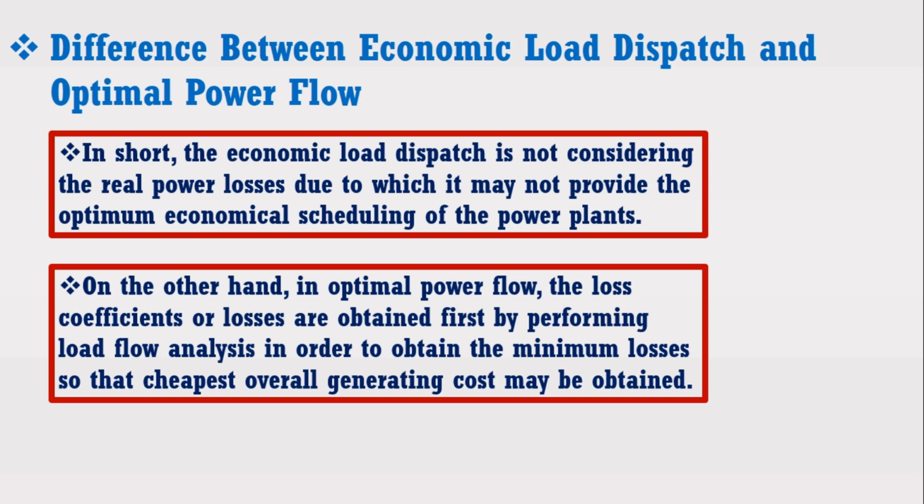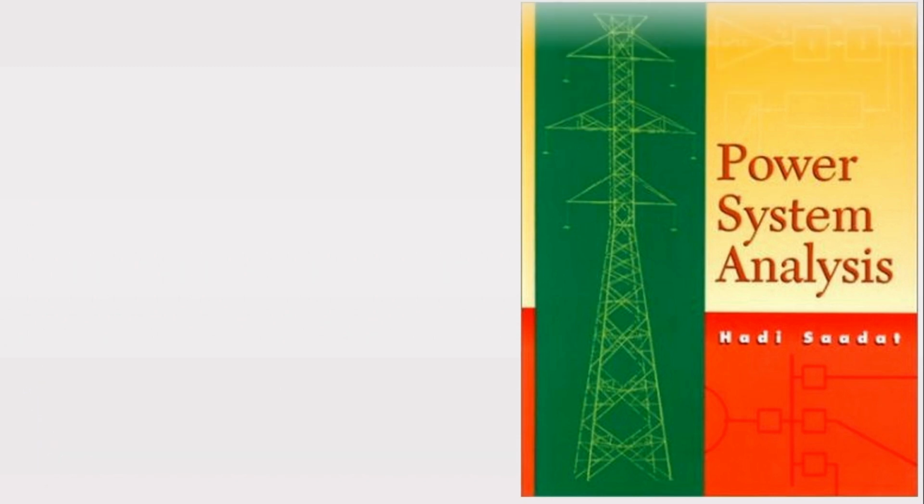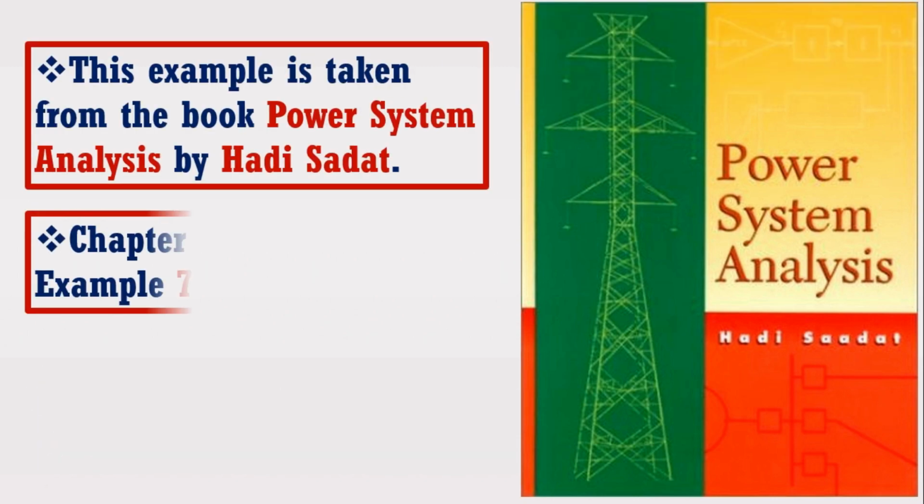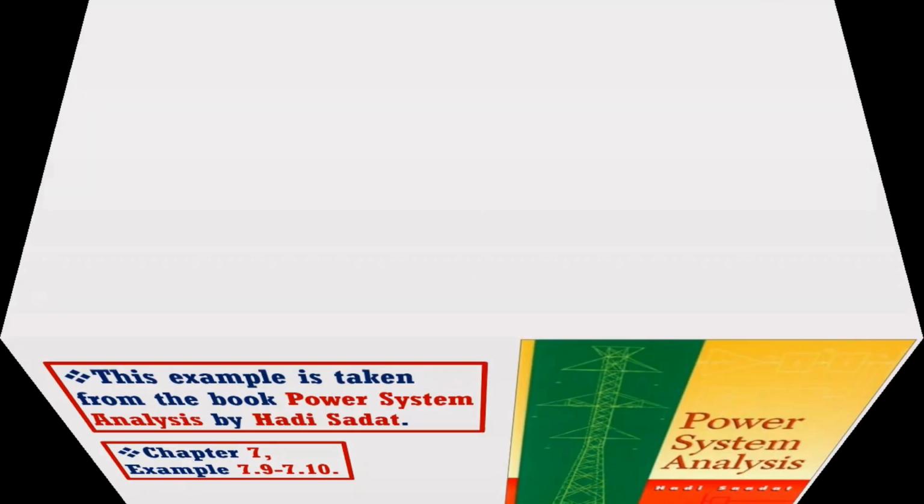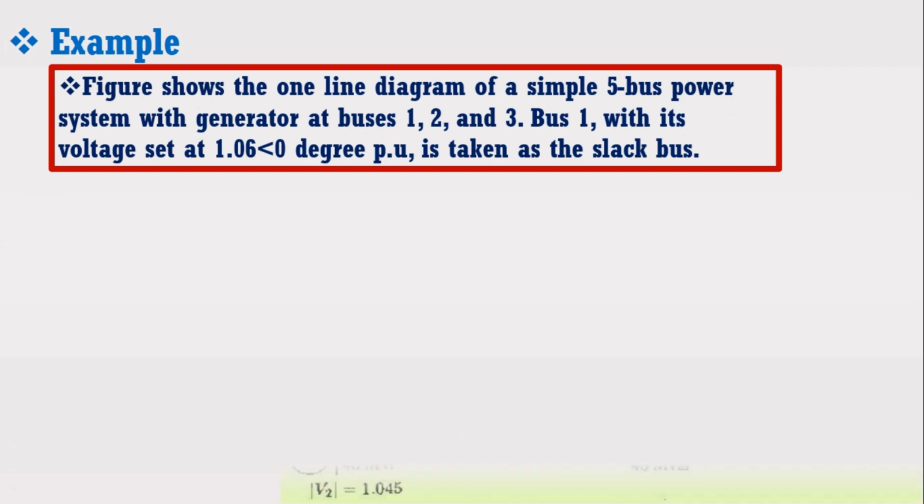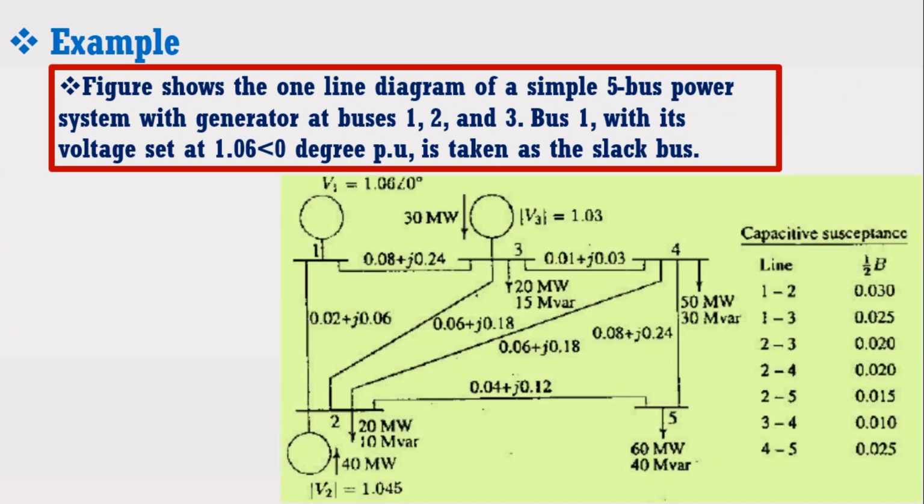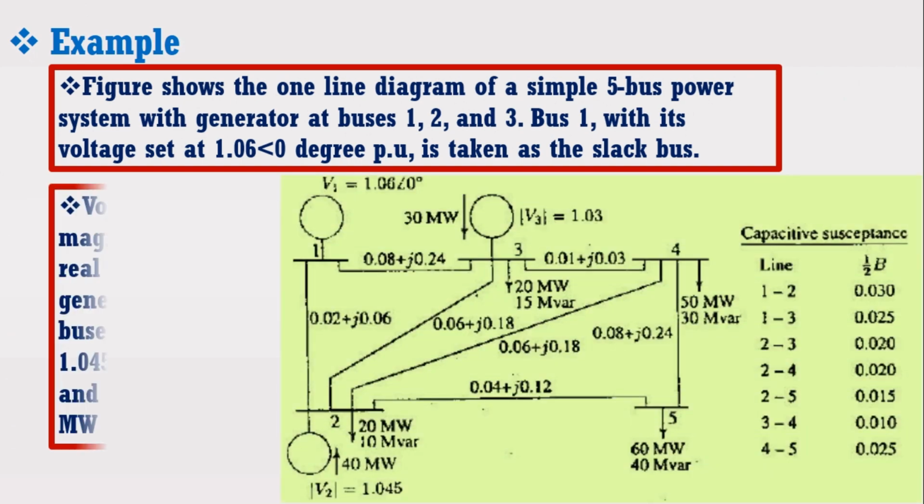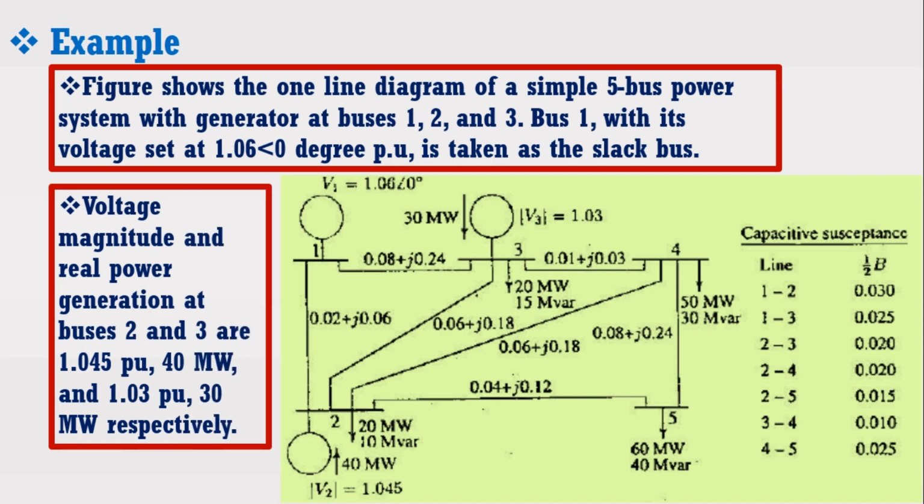In order to teach you optimal power flow using MATLAB, I have taken an example from the book Power System Analysis by Hadi Sadat, Chapter 7, Example 7.10. Consider the example, which consists of a 5-bus power system having generators at bus 1, 2 and 3. The bus voltages and other data are given as shown in the figure.